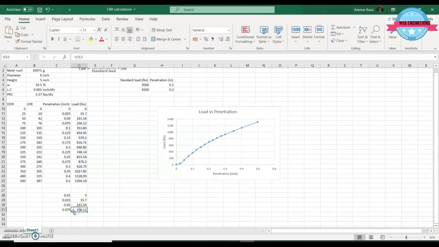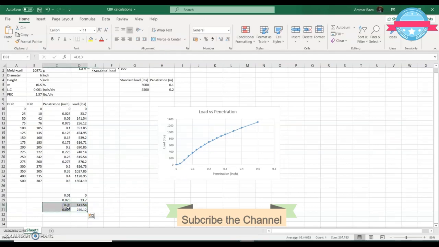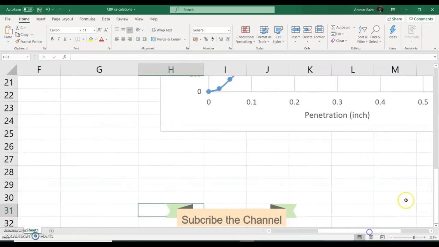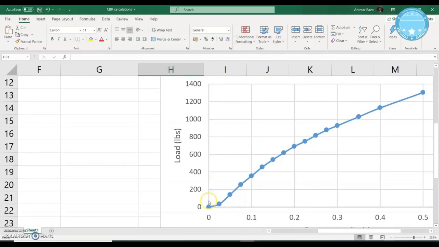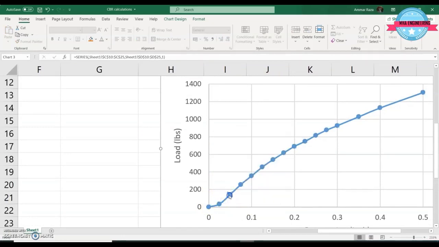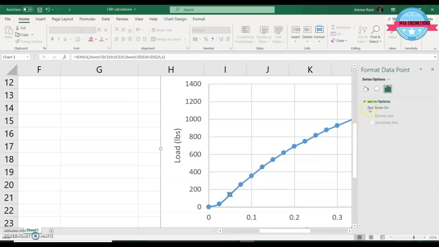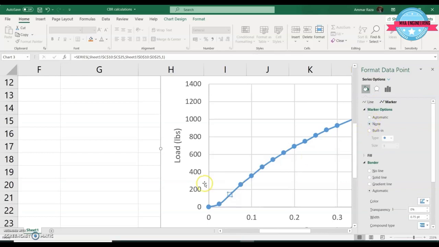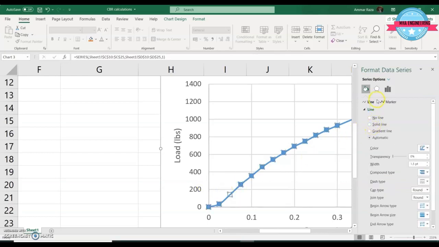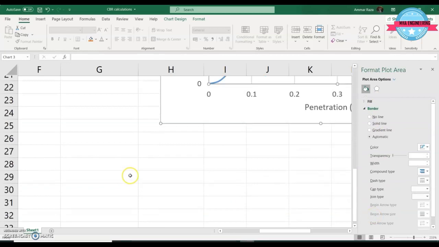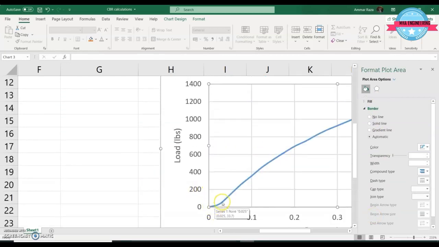But you can see that if we zoom in on the graph, at the start our curve is concaving upwards. So let me just remove the points so that you can get a better look at it. We just go to markers, marker options, and none. You can do this for all the markers as well. Now you can see the curve is concaving upwards.